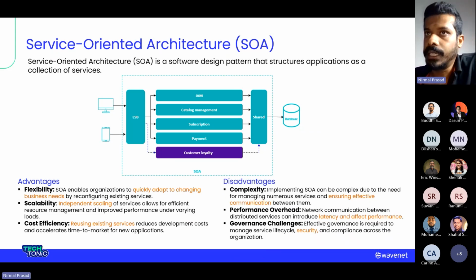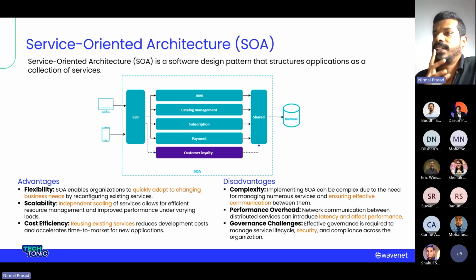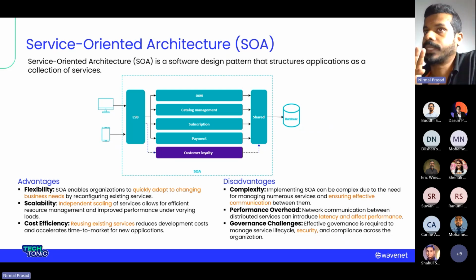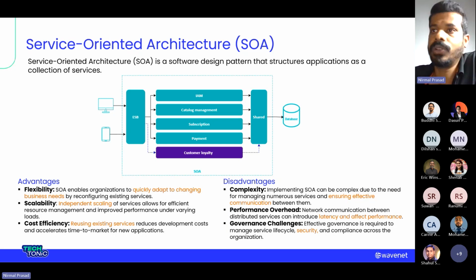You can see it is a little bit complicated because each layer is independently handled, and we need to integrate layer by layer through some ESB layer and some shared database layer. We need to properly integrate. So in this kind of service-oriented architecture, all the communication goes over the network. So again, network latency and performance issues we need to think about.